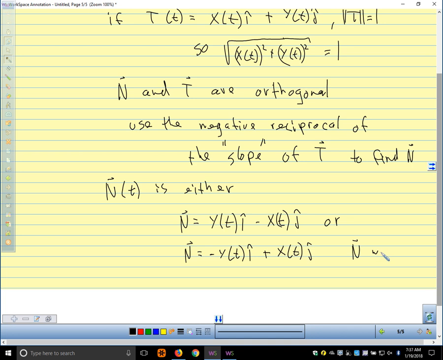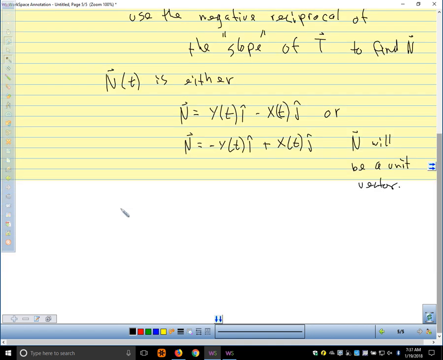Can you do this with three dimensions? No. How do we pick between these two, though? Plug them in and test it. We're guaranteed that either of these is going to be orthogonal. We have to pick the one that points to the concave side of the curve. You have to be able to visualize the graph somehow and pick the one that points to the concave side of the curve. The other one is going to point the opposite direction.